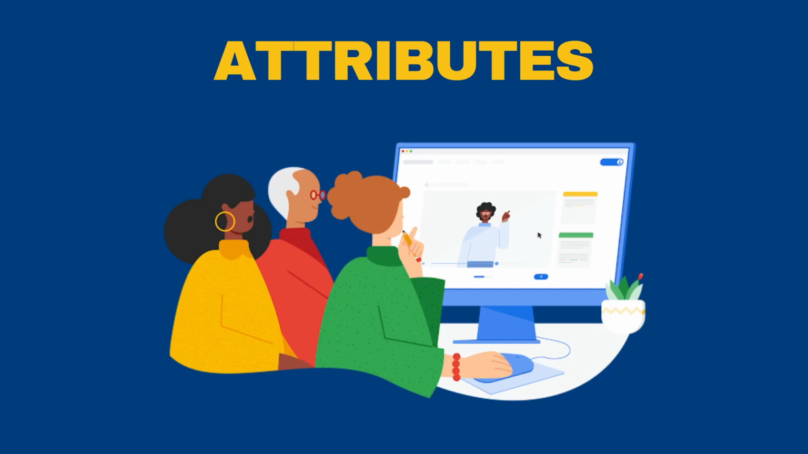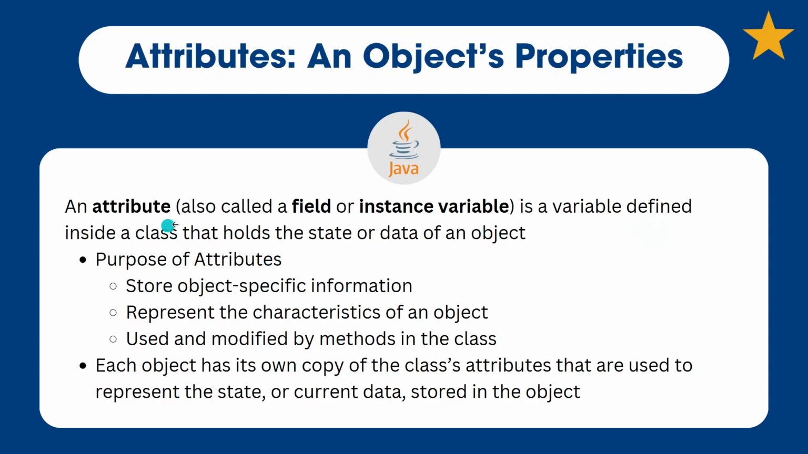A natural starting point when designing a class is, of course, going to be the attributes. What are the properties, the qualities of those objects that we need to represent through the data, through the variables? So, an attribute, which is also called a field or instance variable, is a variable defined inside a class that holds the state or data of an object. Remember the values that those variables are currently holding? We call that the state of the object.